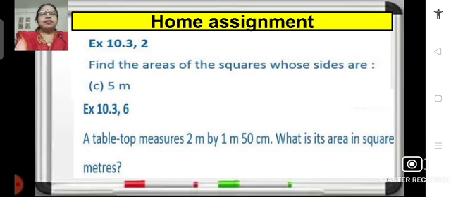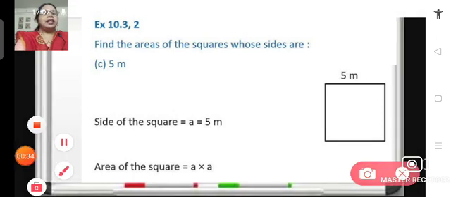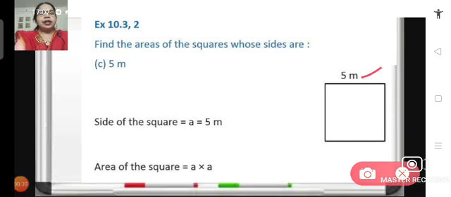There were two problems given, problem number C of question 2 exercise 10.3 and problem number 6 of the same exercise. Let's see how we solve it. Problem number C of question 2. Find the area of square whose sides are 5 meter. So here we have a square which has sides equal to 5 meter. So we have to find the area of the square. So if we take the side of the square as A is equal to 5 meter.